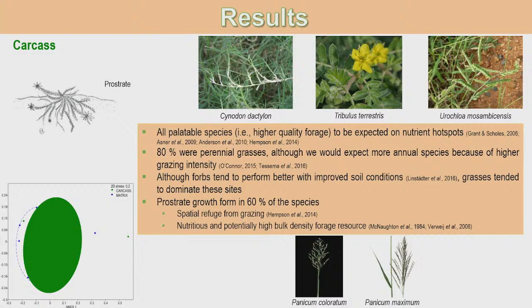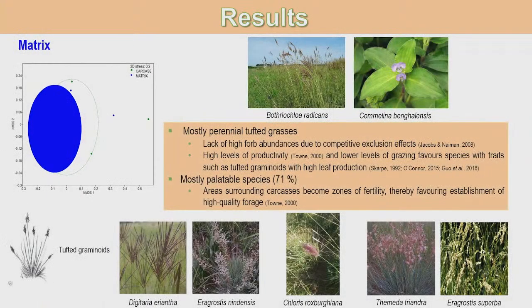And then 60% of the species that dominated carcass sites had a prostrate growth form, which is a functional adaptation for spatial refuge from grazing, and they also have the potential to provide nutritious and high bulk density forage for herbivores.